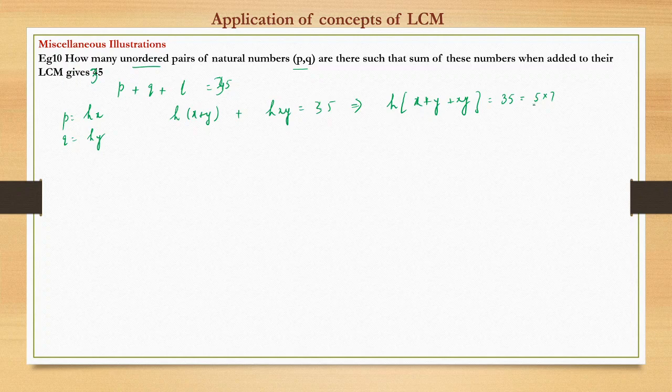So how many ways can it be? Nothing but the number of factors. Number of factors of 35 is how many? 1 plus 1, 2 into 2, 4. So number of factors is 4.